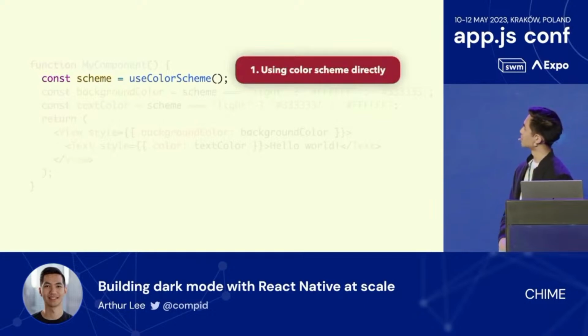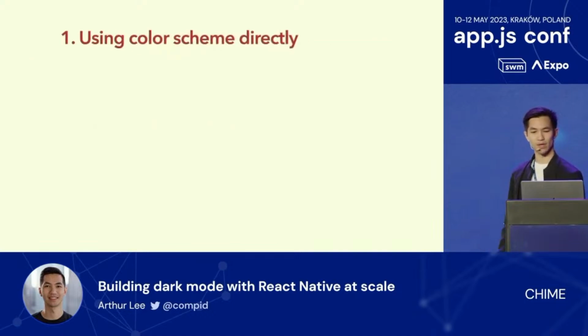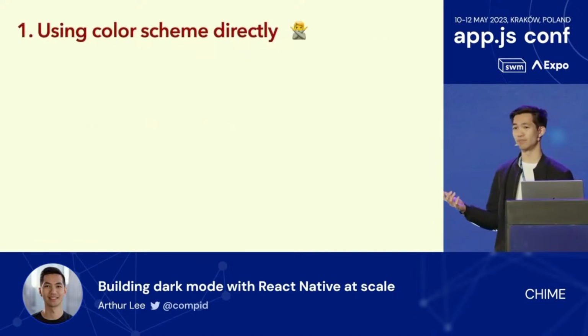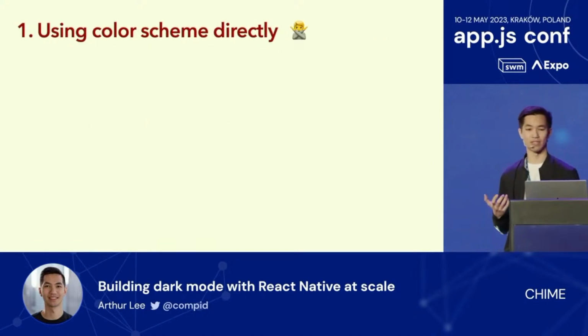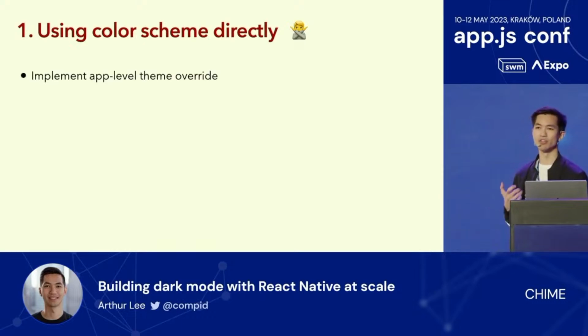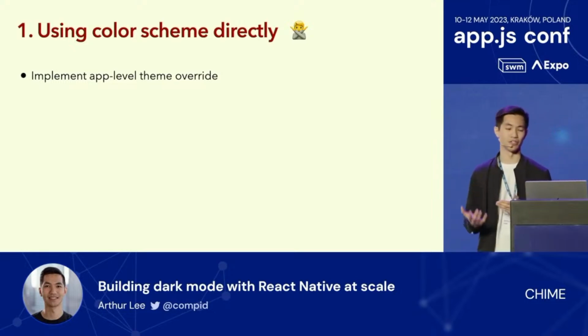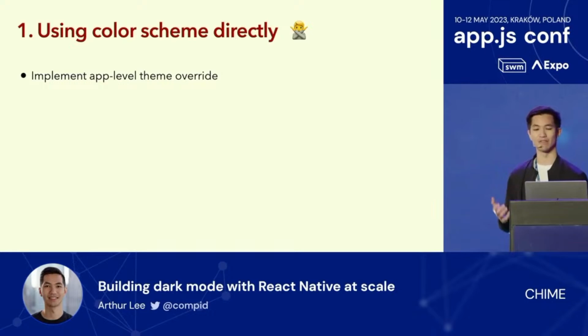So the first problem here is using the system setting directly. Now, if you've used any app that supports dark mode, you probably have seen that most apps implement an app-level theme override. So this is nice because you kind of allow the users to have their own preference. So maybe they have dark mode in their system, and then they want your specific app to be in light mode or vice versa. So this is kind of just like expected user experience at this point.